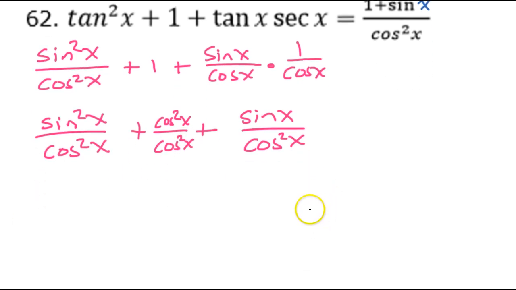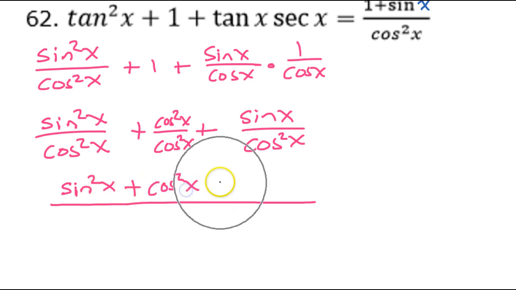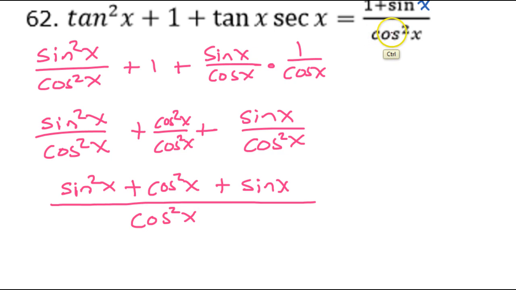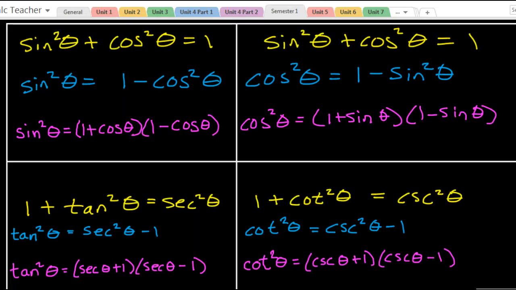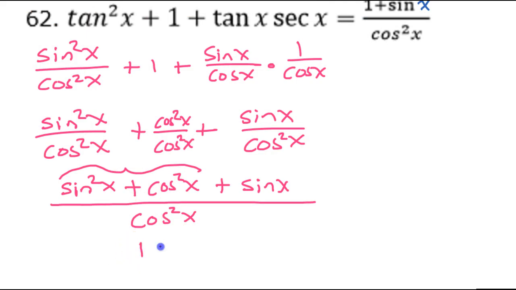So now all 3 fractions have a like denominator, so I can go ahead and put these all together. So this is going to be sine squared plus cosine squared plus sine all over cosine squared. Now I'm noticing that I wanted a denominator of cosine squared, and I've got it. So all I need to do is simplify the numerator. Well, looking at the sine squared plus cosine squared, that is the most famous identity of the Pythagorean identities. That equals 1, all right? Sine squared plus cosine squared equals 1. So I'm just going to make that substitution, and then I have 1 plus sine x over cosine squared x, which, looking back at the target, is exactly what we wanted.